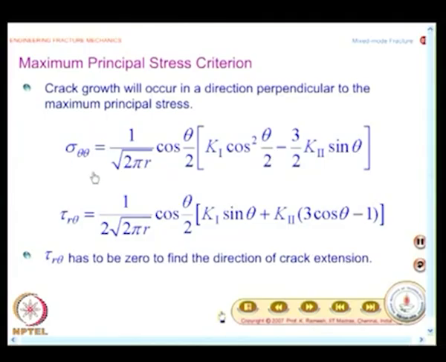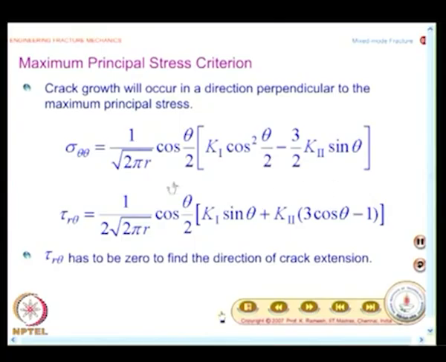In terms of polar coordinates, you have the stress components, and I have sigma theta theta given as 1 by root of 2 pi r cos theta by 2 multiplied by K1 cos squared theta by 2 minus 3 by 2 K2 sin theta, and your shear stress tau r theta equal to 1 by 2 into root of 2 pi r cos theta by 2 [K1 sin theta plus K2 (3 cos theta minus 1)].